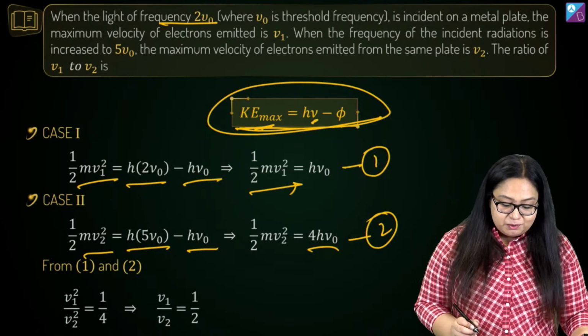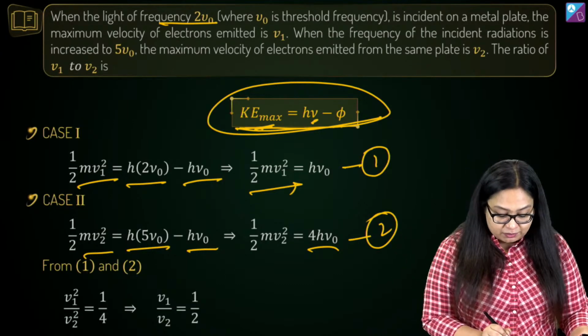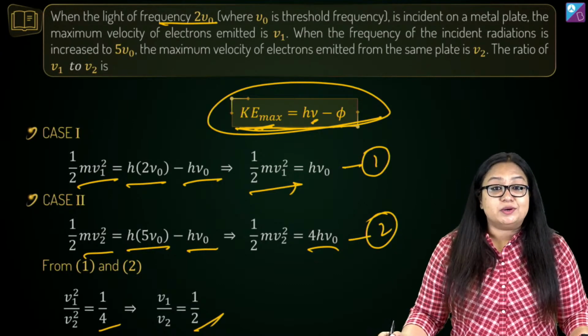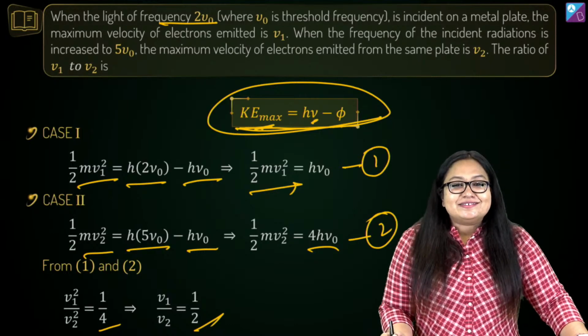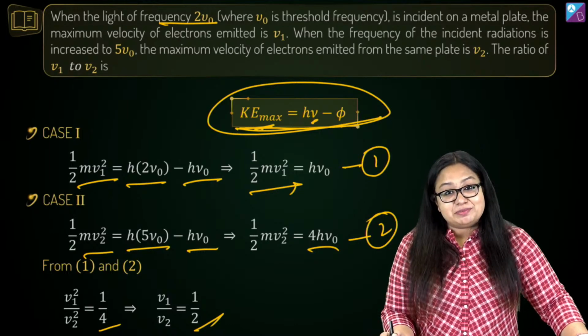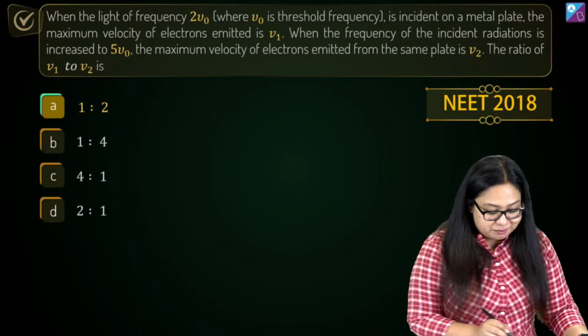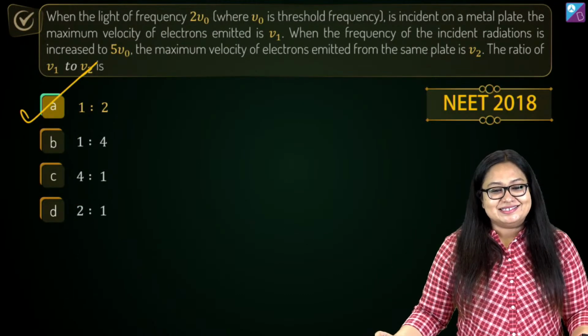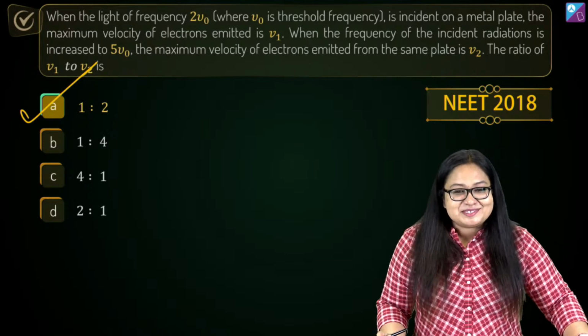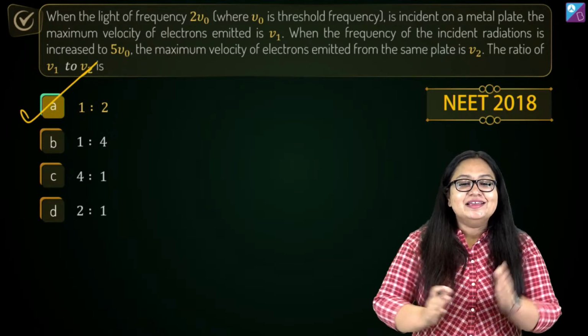Once we divide them, we get v1 square by v2 square is equal to 1 by 4. v1 by v2 is equal to half. The ratio of v1 by v2 comes out to be half. So, if you look at the options, option A is the correct answer. All of you who got A, good job guys.